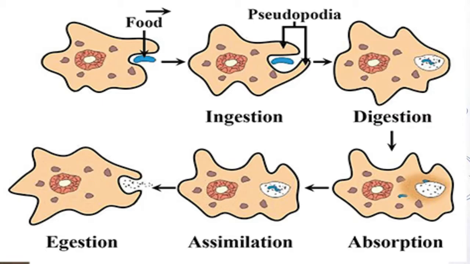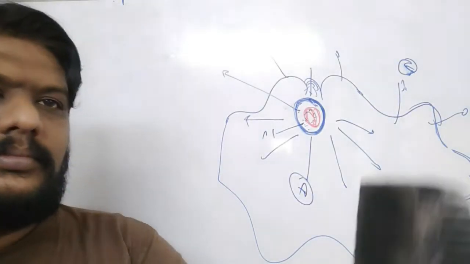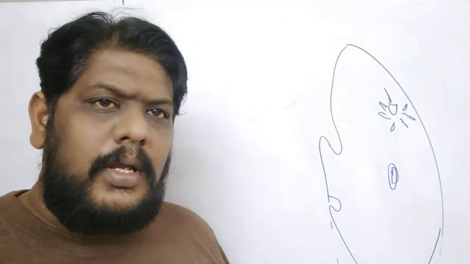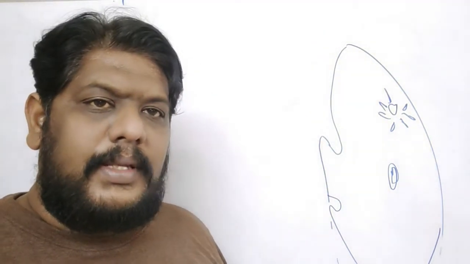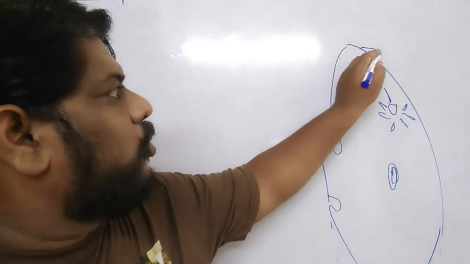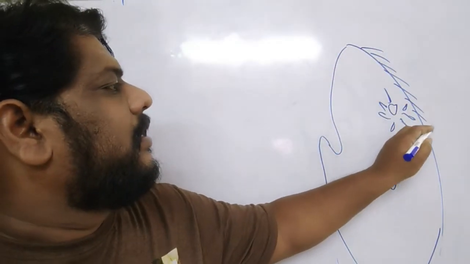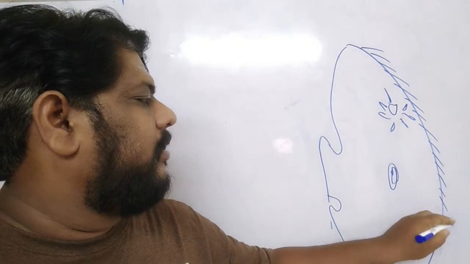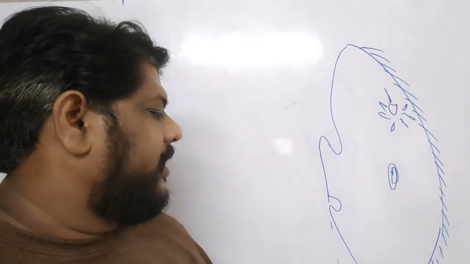And next is Paramecium. The next example of Holozoic nutrition is Paramecium. Here there are so many cilia, hair-like, thread-like structures on the body surface of the organism.